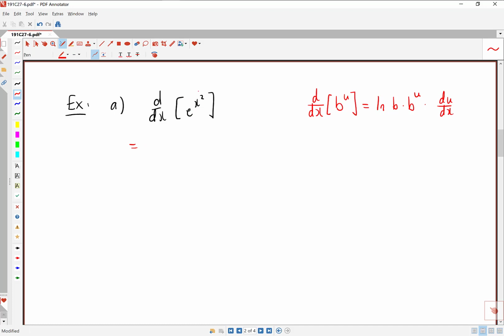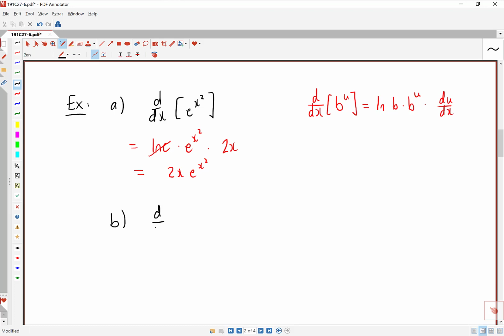So we take the derivative of the exponential function by going ln e times e to the x squared, and then we multiply by the derivative of the exponent, which is 2x. And this works out really nicely whenever your base is e, because remember that ln of e is just 1. So we would get 2x times e to the x squared.